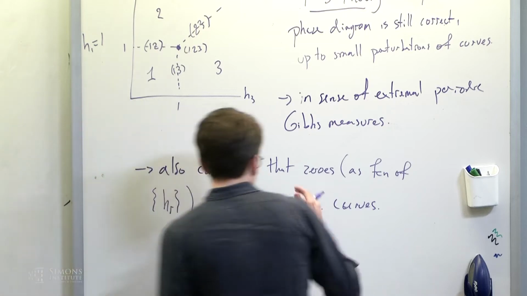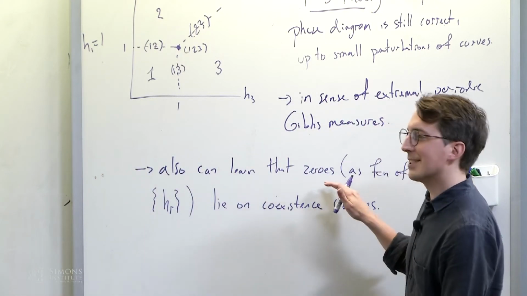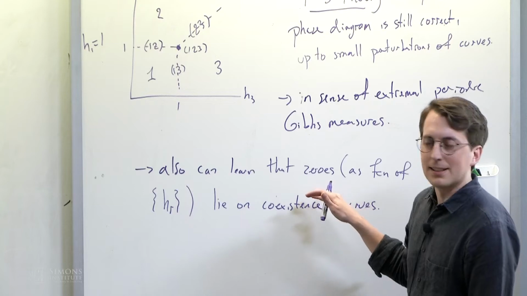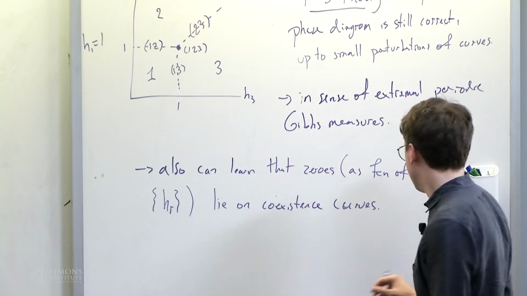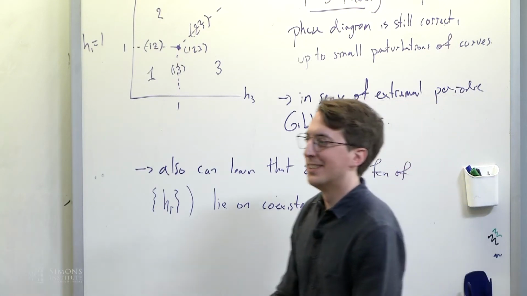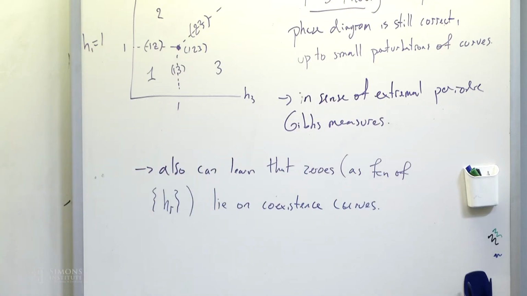So Pirogov-Sinai theory goes back to the 70s, and this is much more recent. This is maybe like mid-2000s or so. But it's all part of the same philosophical approach to studying the phase diagram by Pirogov-Sinai theory.